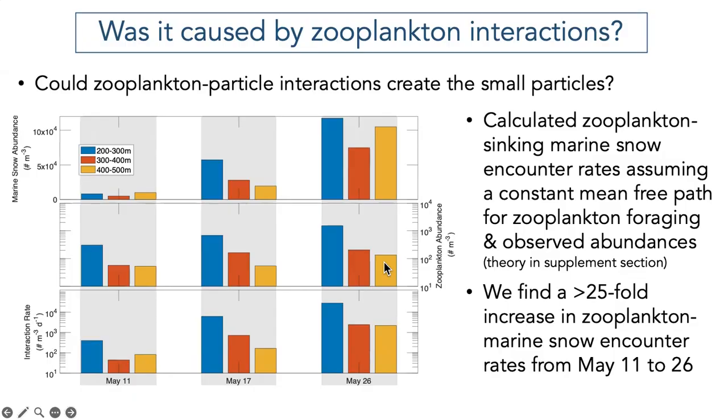And what we calculated then was the encounter rate between a sinking marine snow particle and a zooplankton. We made a very simple theory for doing that, assuming that the zooplankton can manipulate within a particular foraging zone. And from that, we could see that the interaction rates, which are shown here on the bottom, increased about 25-fold between the 11th and the 26th. So we know that the probability of this occurring increased.